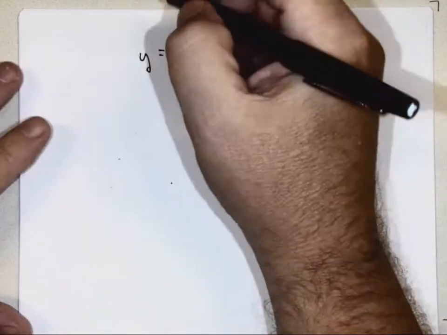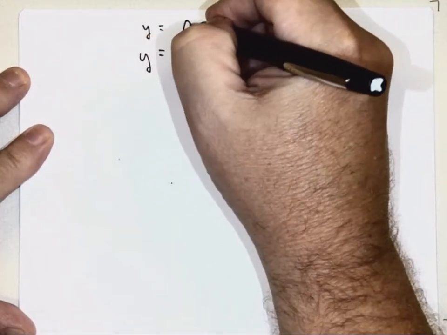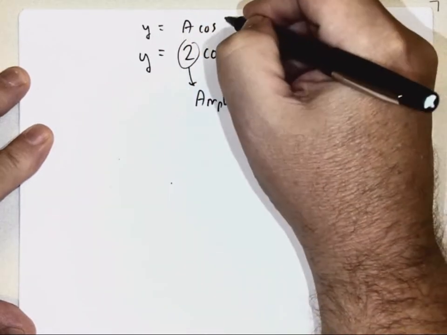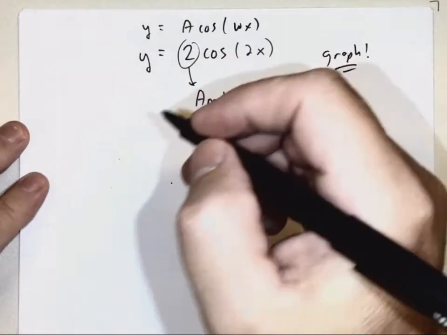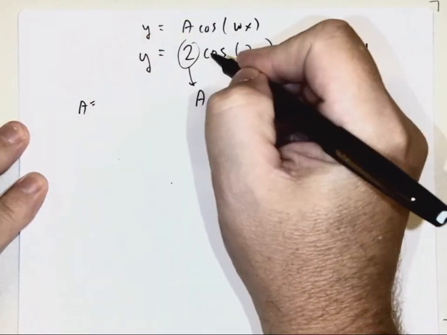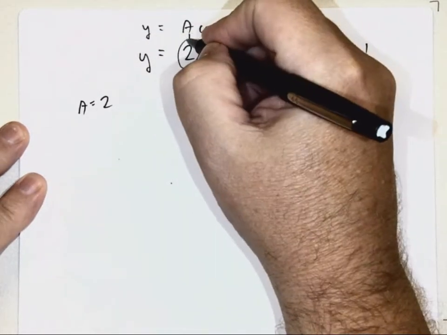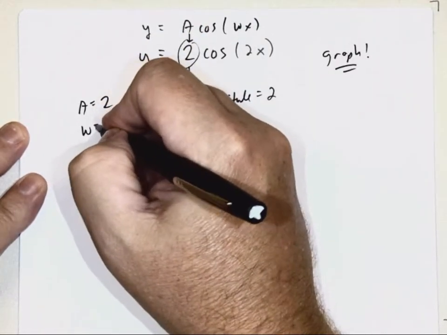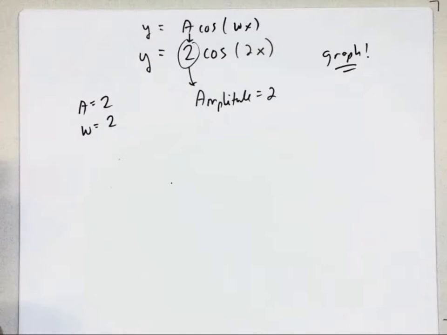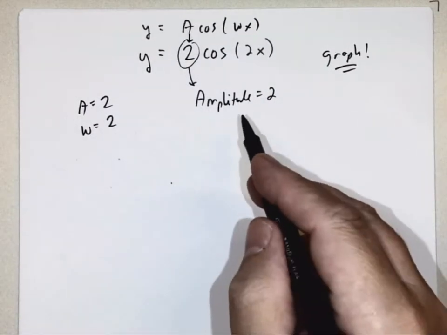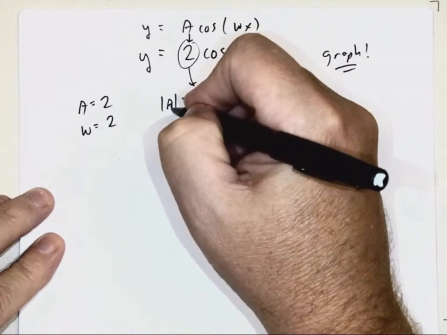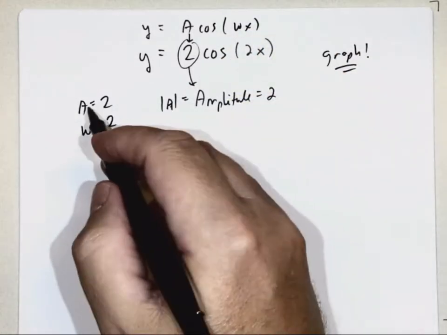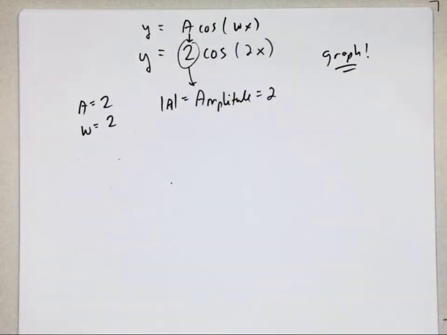Now remember, here's my standard equation. Let me write here. Since A is 2 and omega is also 2, the absolute value of A is the amplitude. Absolute value of 2 is just 2. Amplitude is 2.